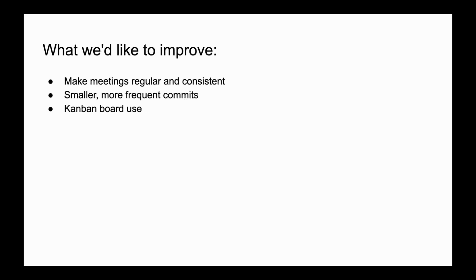Some things we'd like to improve is making our meetings a little bit more consistent time-wise. And I think this would just help in terms of allowing us to plan ahead for these kinds of things, and also so that no one's getting left behind throughout all the meetings. And by making our commits smaller and more frequent, we hope to actually be able to track our progress throughout the sprints a lot better. And that goes along with the Kanban board use, because we'll use that to track that progress.